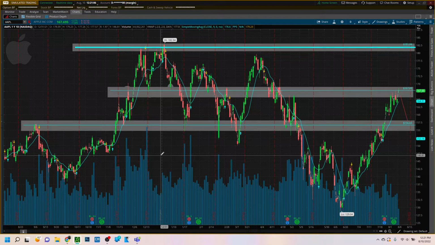So check that out. Stick to supply and demand zones, and you'll be just fine in determining your entries and exits. If you have any questions, let me know down in the comment section below.